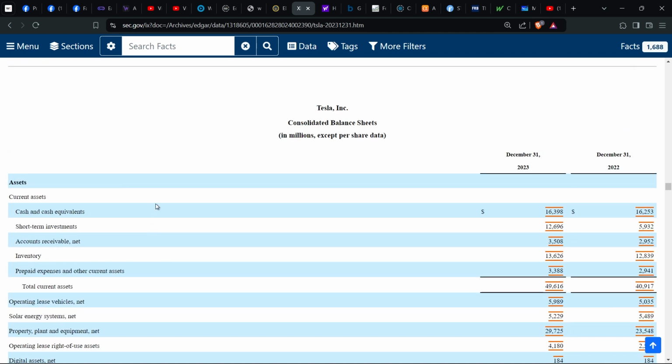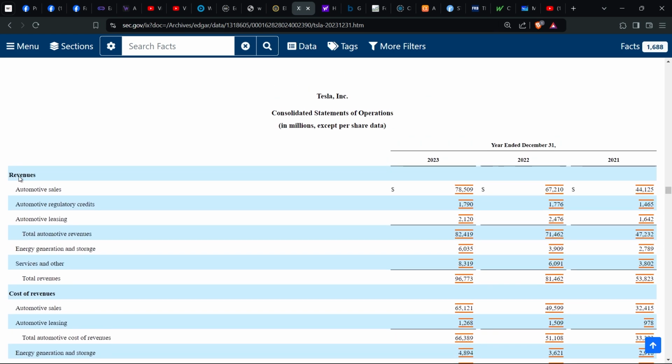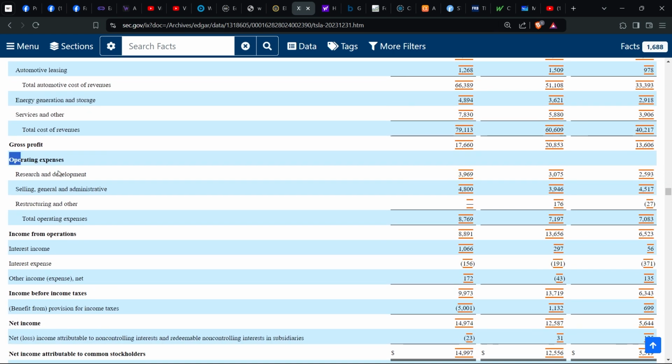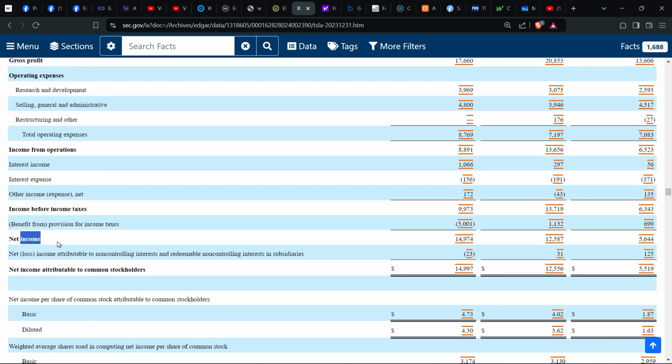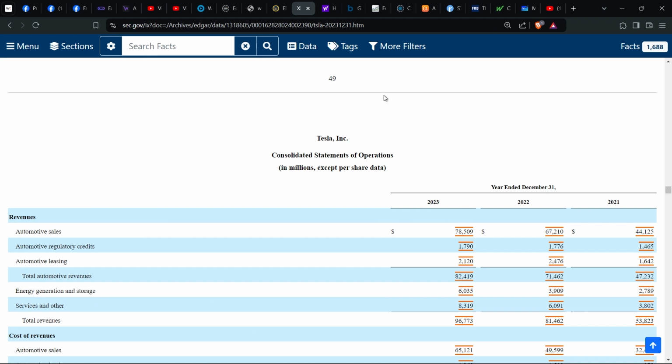Okay, the other one is the income statement and the cash flow statement. Here it is: Tesla Incorporated Consolidated Statement of Operations. The income statement can also be called the statement of income or statement of operations. You can see the revenues, cost of revenues, operating expenses, and the net income. So the balance sheet, remember we said, shows the positions at that point in time, but this income statement shows for a certain period.